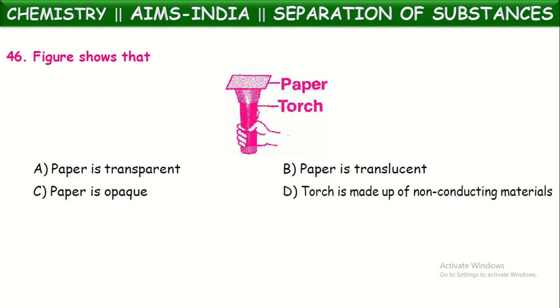Next one. The figure shows that, what does it show? What are they doing here? They have taken a torch, they switched it on, and they kept a paper. What's happening then? Light is not being passed through the paper. Now what can we say about this paper?